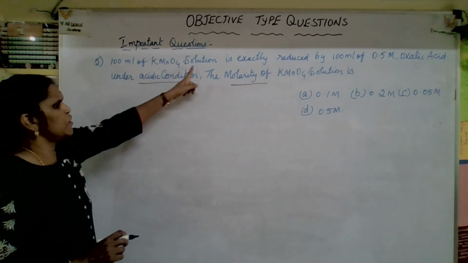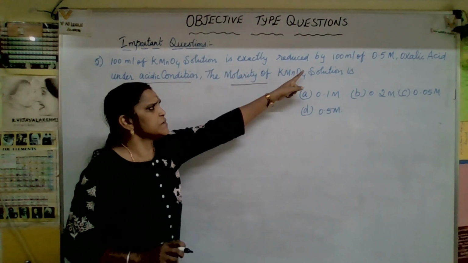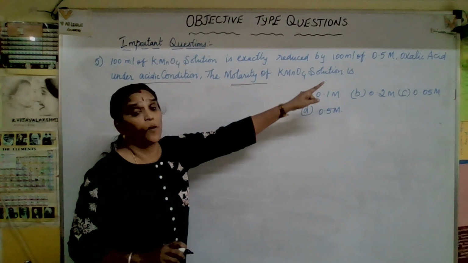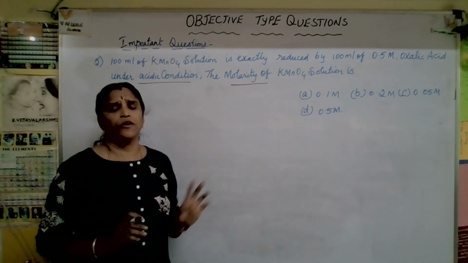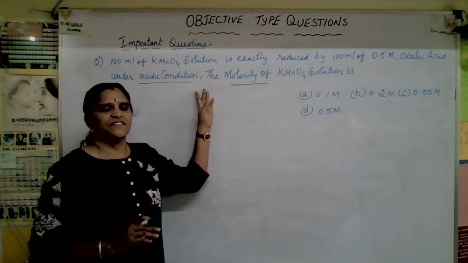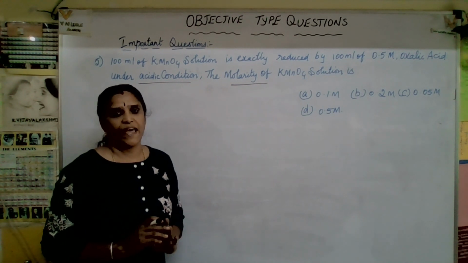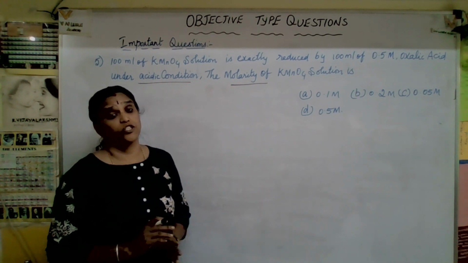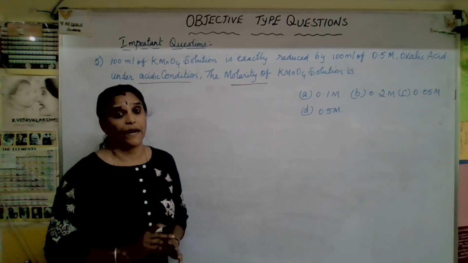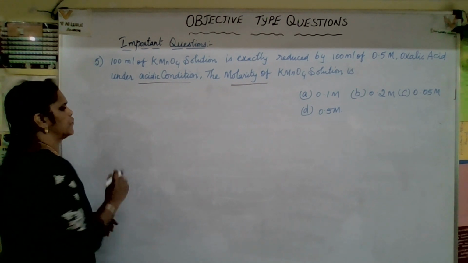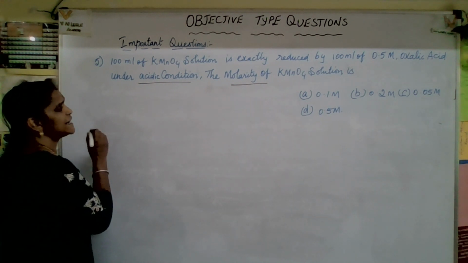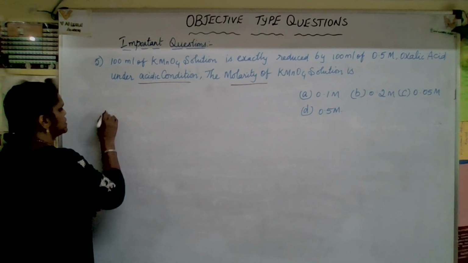Now let us see another important question. 100 ml of KMnO4 solution is exactly reduced by 100 ml of 0.5 M oxalic acid under acidic condition. The molarity of KMnO4 is, actually this is a completely redox reaction and practical based question. Volumetric analysis you have done in practical, right? Okay, come on, let us find out the molarity of KMnO4. First and foremost, let us write the equation of the redox reaction.